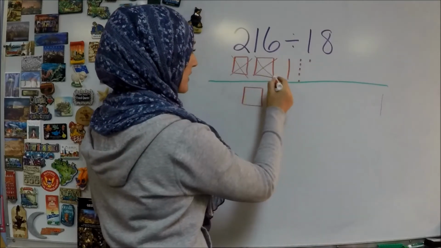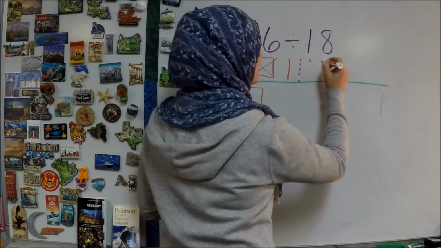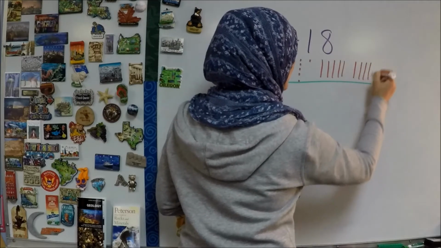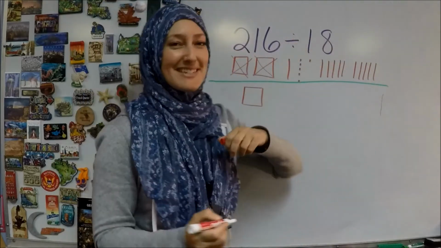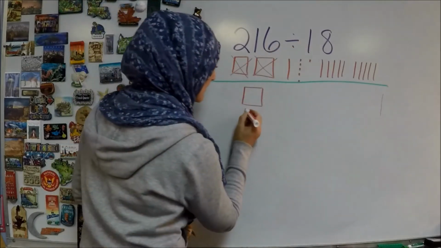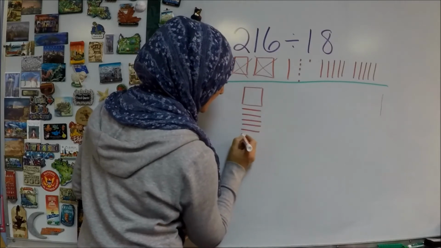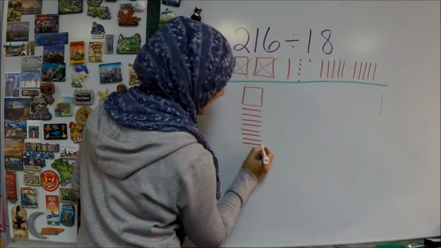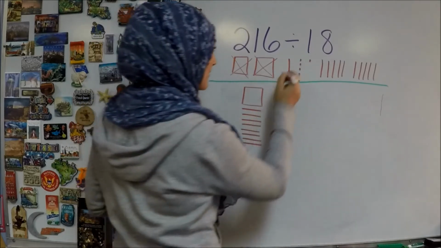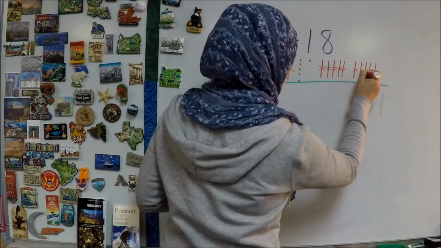So I'm going to get rid of my 100 and I'm going to get 10 tens. So I'll add them over here. 1, 2, 3, 4, 5, 6, 7, 8, 9, 10. Now I have plenty that I can use. So I'm going to build down 18. So here's 10, 11, 12, 13, 14, 15, 16, 17, and 18. So I used 8 of them. So don't forget to cross it out. So 1, 2, 3, 4, 5, 6, 7, and 8.